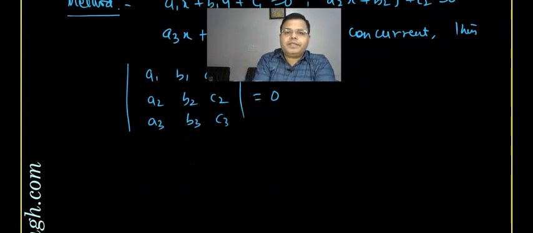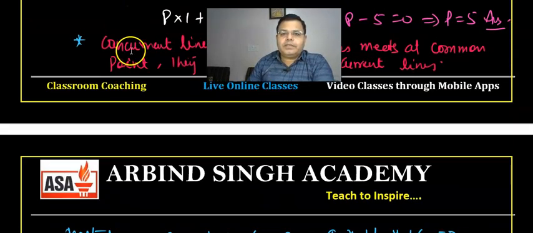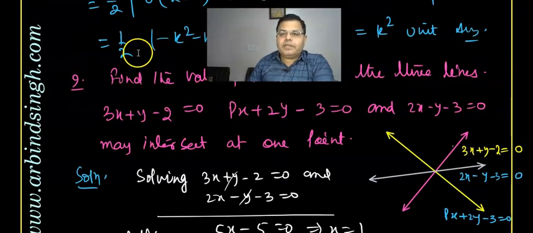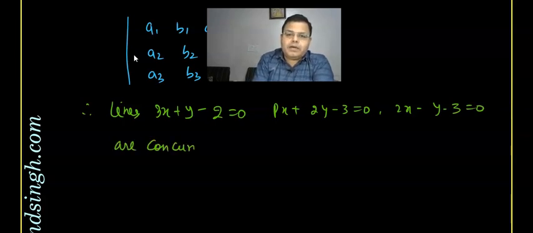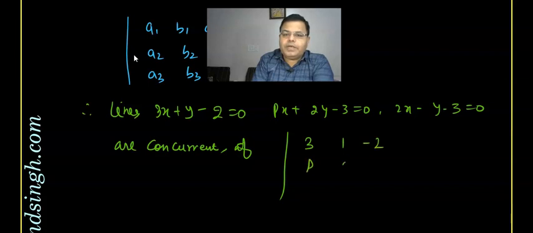So if I write the same thing using this concept, there are three lines now: 3x plus y minus 2 is equal to 0, px plus 2y minus 3 is equal to 0, and 2x minus y minus 3 is equal to 0. They are concurrent if the determinant with rows 3, 1, minus 2; p, 2, minus 3; 2, minus 1, minus 3 is equal to 0.